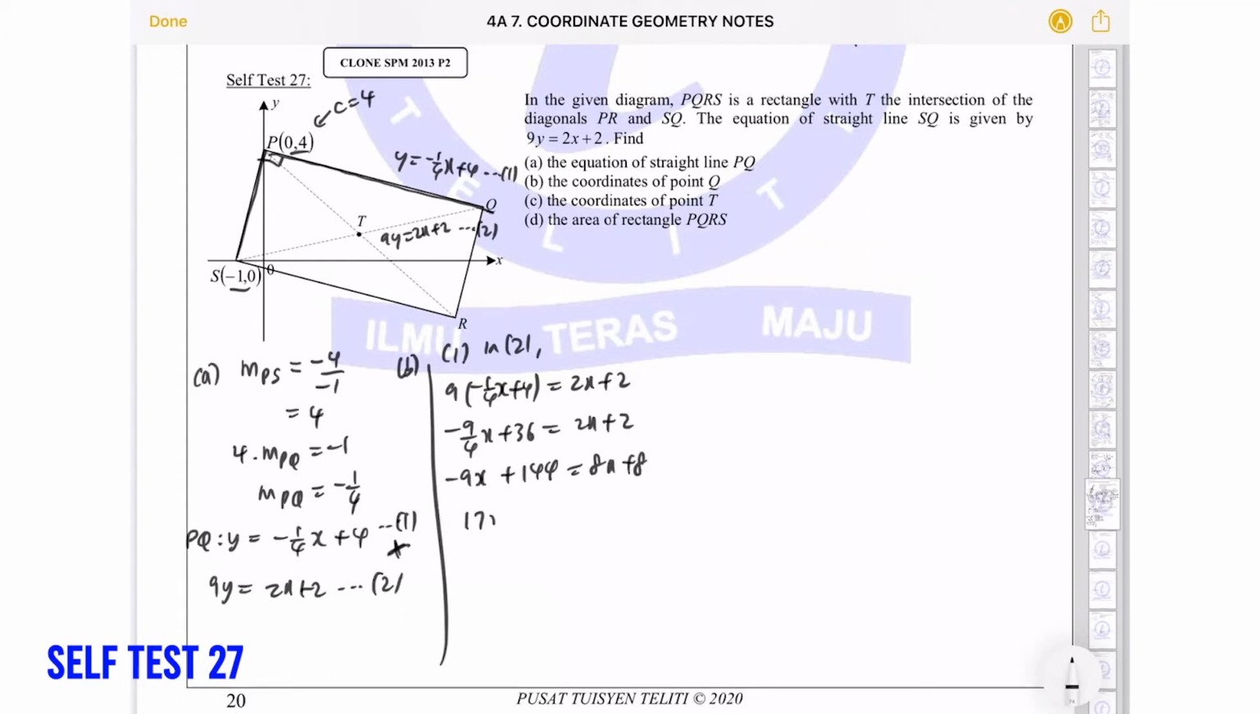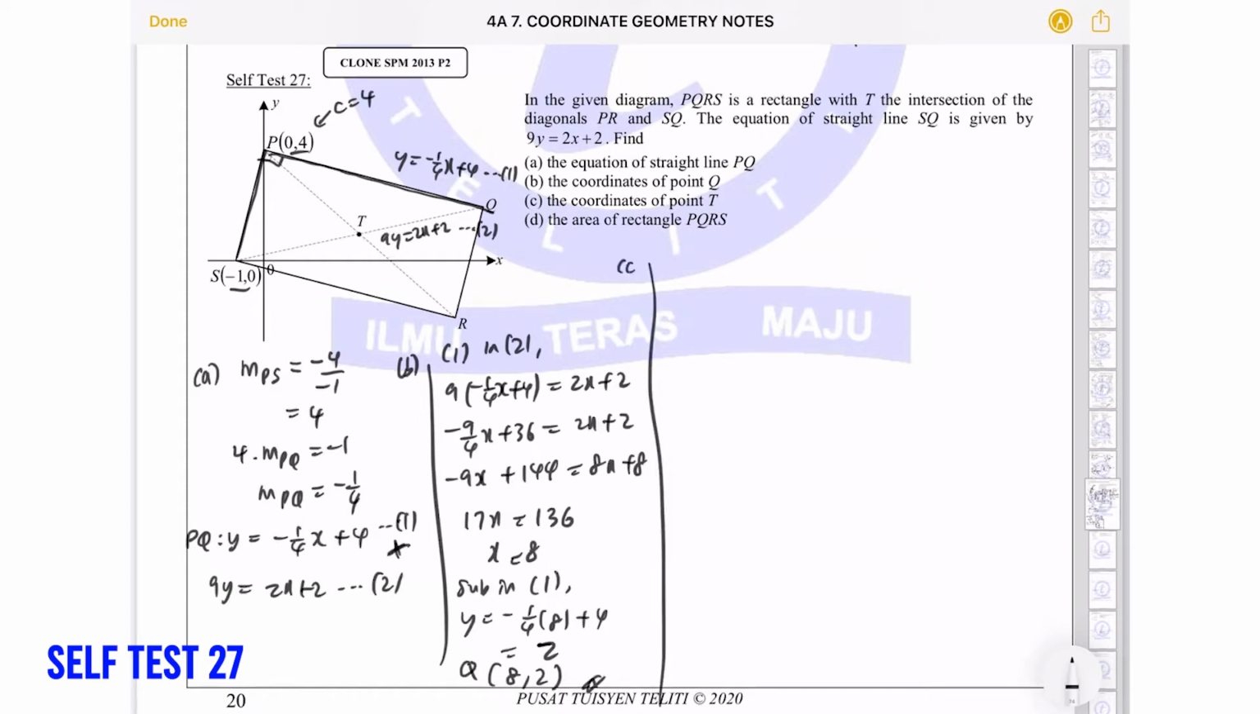Bring over, 17x equals 136. 136, can divide, right? You get 8. 136 divided by 17 is 8. Okay. Now with that, I need to sub inside, let's say, equation number 1. y is -1/4 times 8 plus 4. The answer is just +2. Yeah. So the coordinates of point Q are (8, 2).